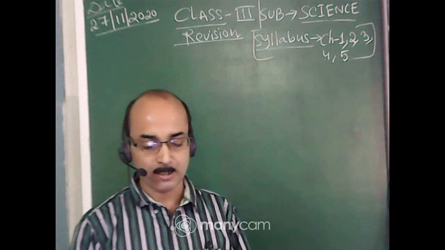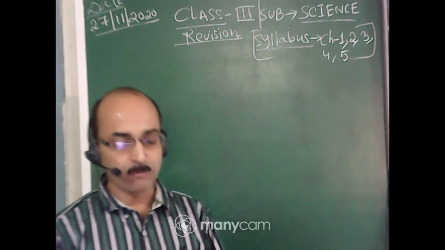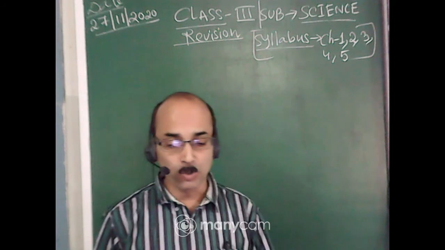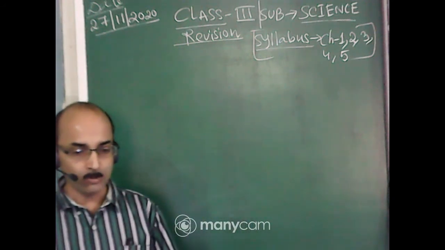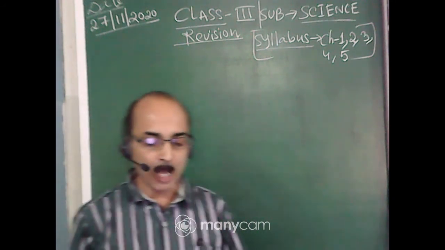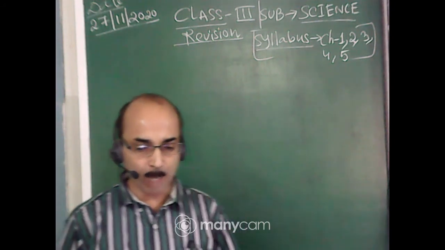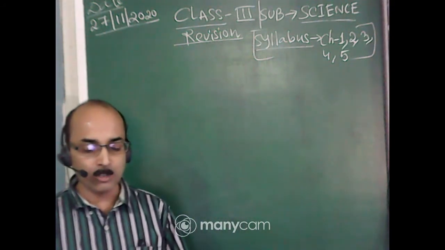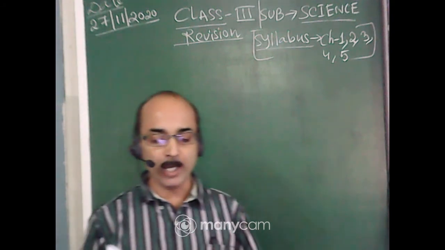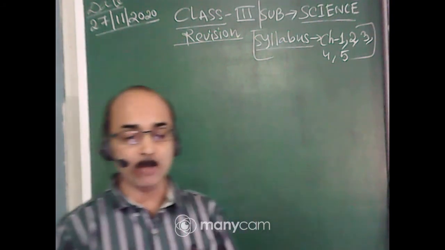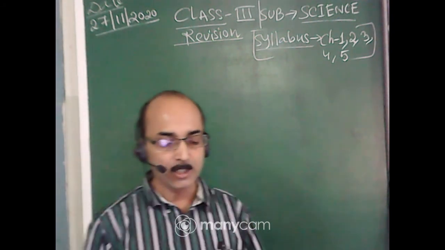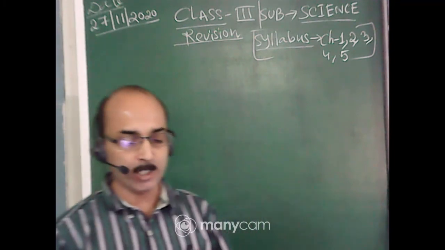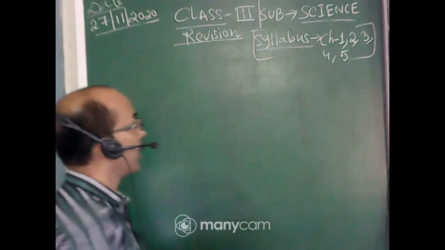Now one MCQ I will ask you, then we will do it on the board. The uppermost layer of the earth is called water, soil, or stone? Yes, it is soil. The uppermost layer of the earth is called soil.